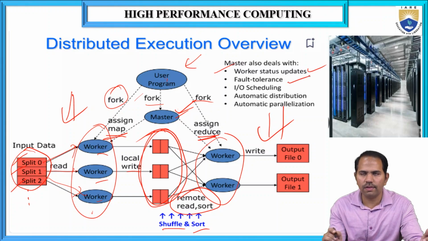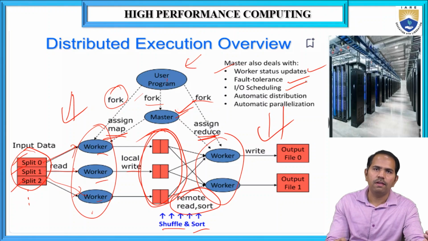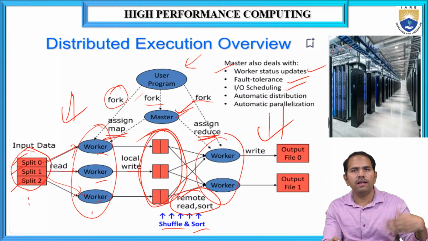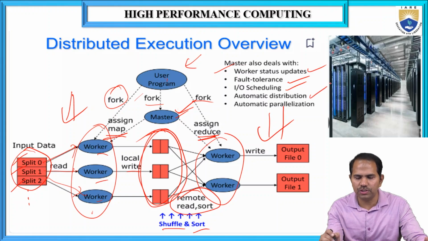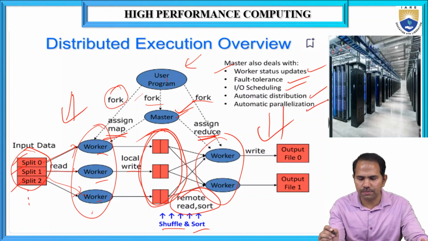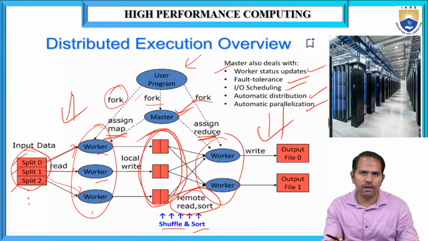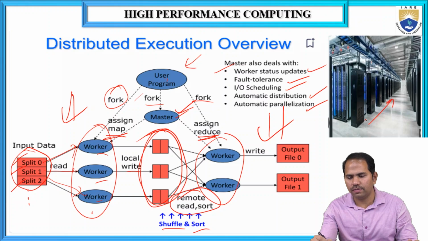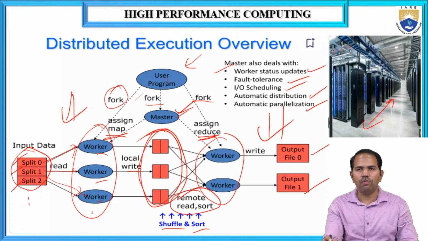What about fault tolerance? Is it doing any fault in those workers? Then IO scheduling. When one process has been completed, again it has to be given to schedule other processes. Then automatic distribution, one by one it has to be given, and automatic parallelization. So tasks have to be completed in parallel. The number of tasks given at a time has to be distributed across different systems. So finally, it has to produce a final output: output file 0, output file 1, output file 2, like that.